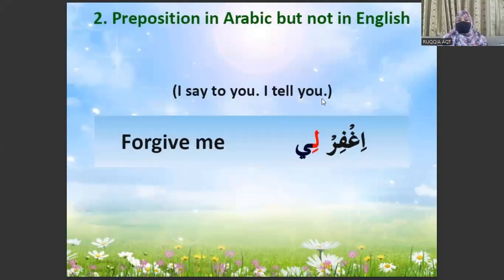Sometimes we use prepositions in Arabic, but when we translate them into another language, for example English, we don't use any preposition. Ighfirli. Here li is a preposition, but when we say the same words in English, we say forgive me. So here we use no preposition.